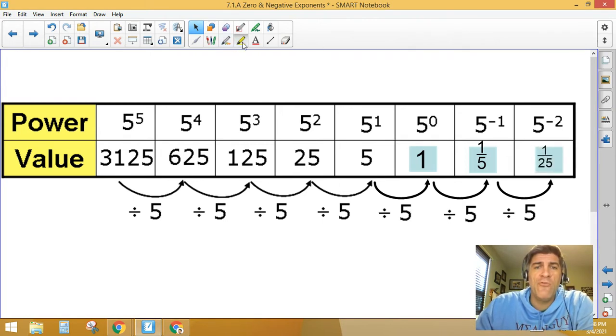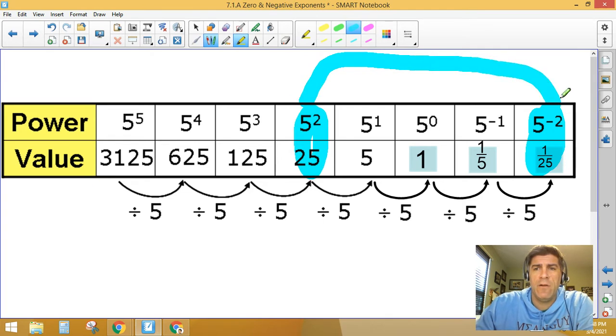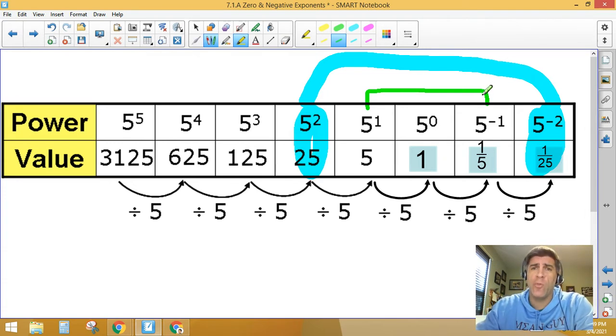So I really want you to take a look here. Look at 5 squared and 5 to the negative second. See how they're kind of connected here? It's the inverse. Sorry, no. Reciprocal. It's the reciprocal. Same thing with 5 to the first and 5 to the negative first. Reciprocal. We're going to go into more detail, but that explains why these things are true.